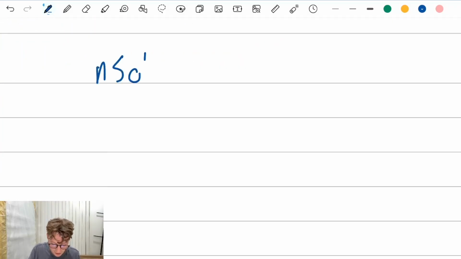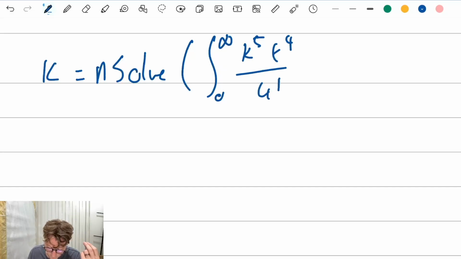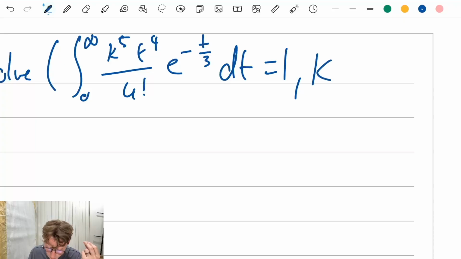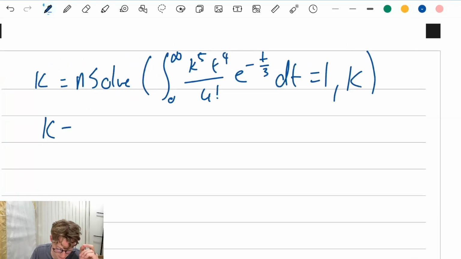This is how I'm going to solve for k. I'm going to n-solve my entire integral from 0 to infinity. There's literally an infinity button on the calculator. From 0 to infinity of k to the power of 5, t to the power of 4, over 4 factorial, e to the minus t over 3 dt, all equal to 1. And the variable I'm solving with is k. If I do all of that, it's going to tell me that k equals 1/3. I now have my value for k.